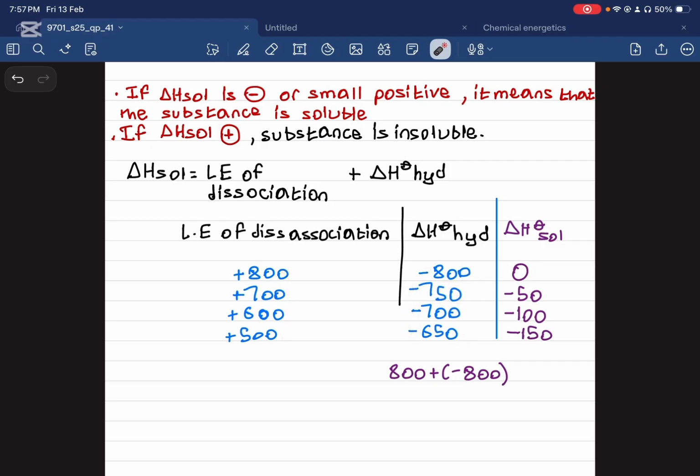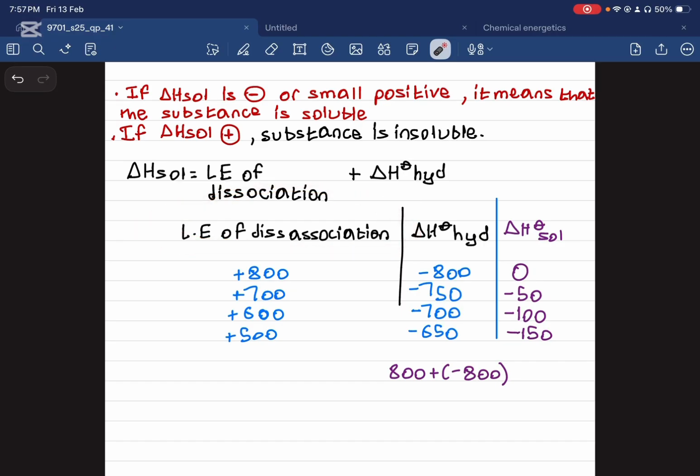Which of these two is decreasing more rapidly? You would say, of course, it's this one. This is decreasing more rapidly, 100 each time compared to 50 each time. Correct. The one which decreases more rapidly, this is our dominant factor.